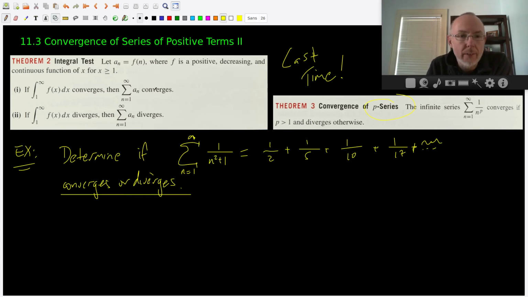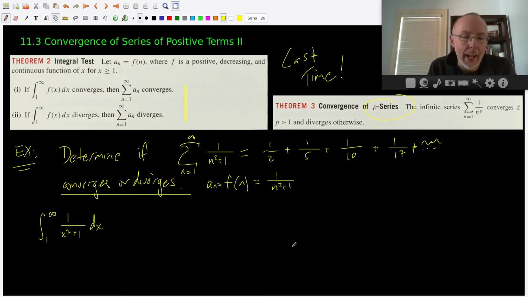So we can answer this question maybe by looking at the corresponding integral. So the integral here is going to be the integral of f of x, where f is given by the terms. The terms here are 1 over n squared plus 1. And so we're looking at the integral from 1 to infinity of f here, which is, in this case, 1 over x squared plus 1.